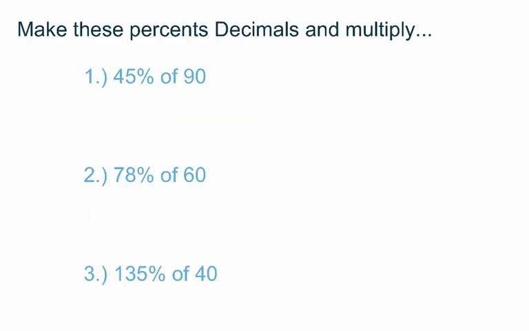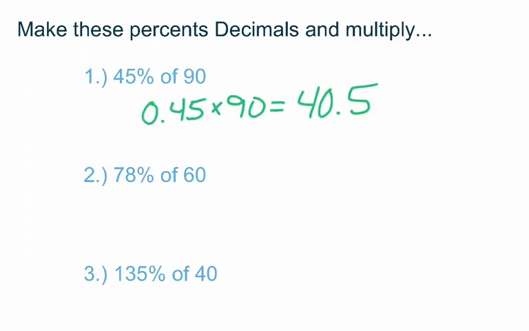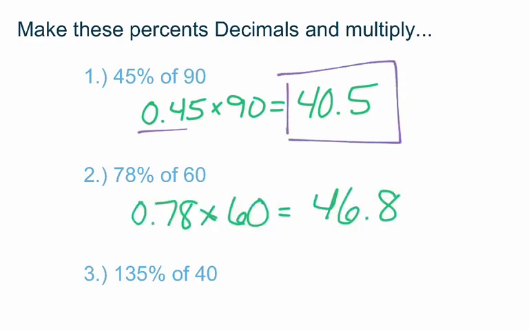In conclusion, I would like you to pause the video now and try solving these next 3 problems. Make sure you write your answers down. I'll be going over them in a little bit. For question 1, I made 45% into 45 hundredths, multiplied that by 90, and I got 40 1/2. For problem number 2, I made 78% into 78 hundredths. I multiplied by 60, and I got 46 8/10.